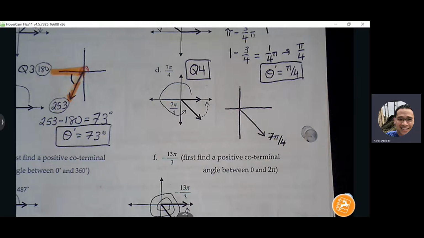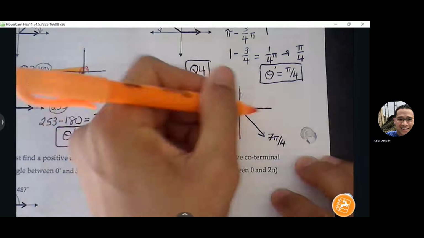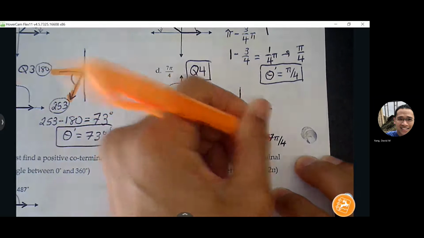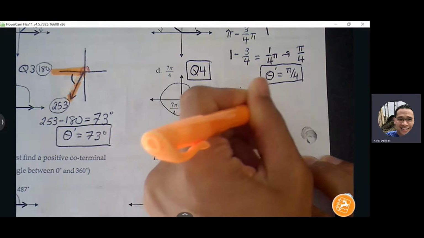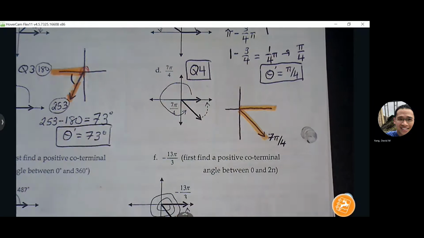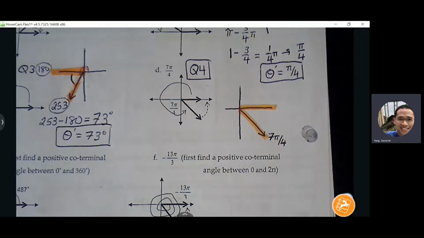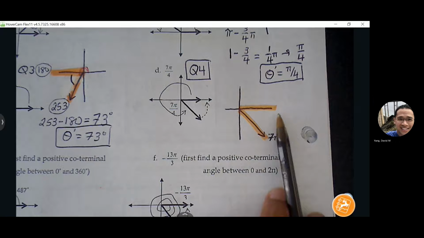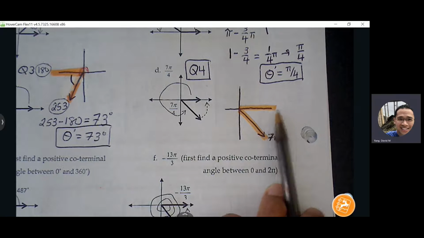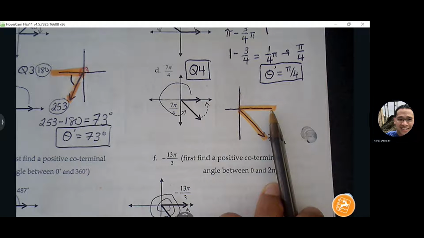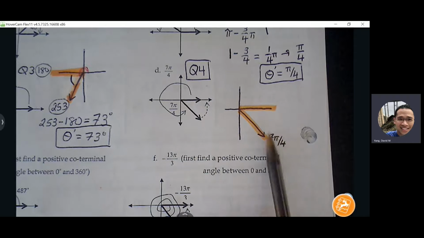Now, what's the closest x-axis here? It's this positive x-axis, right? We don't want to pick the one on the 180 side because that's too far away. We want to pick the closest x-axis that we can find because that's what's going to give us our acute angle. Now, what's the radian measure of this side here? 2 pi.